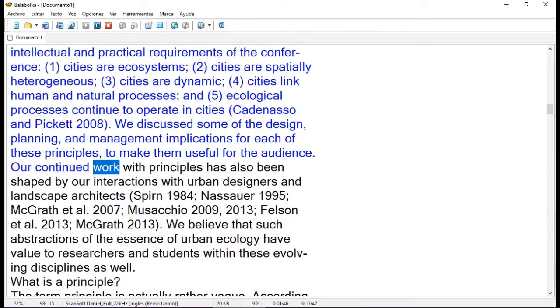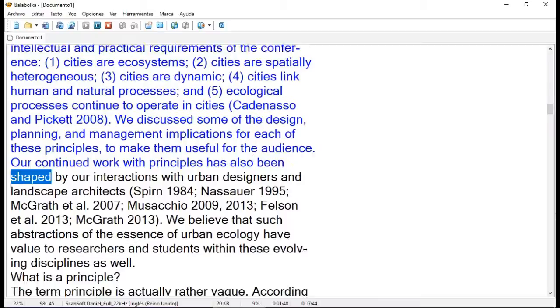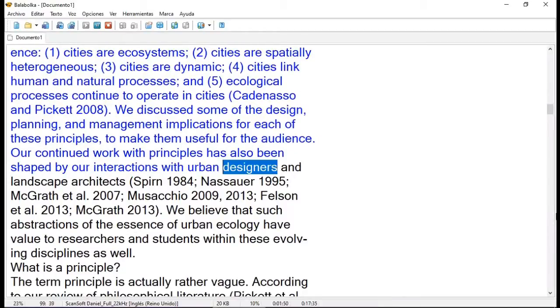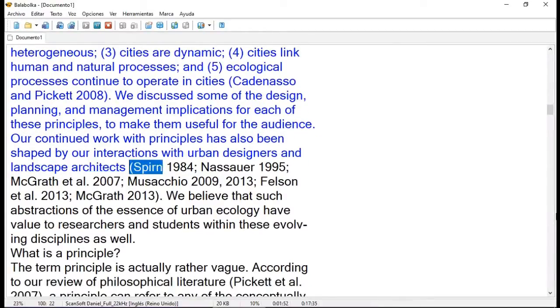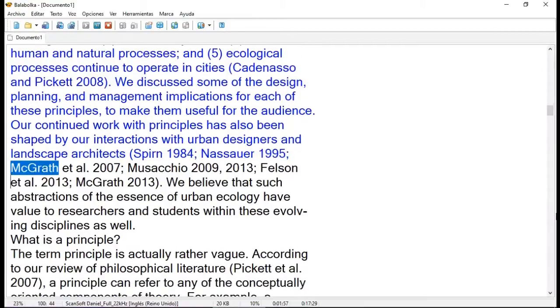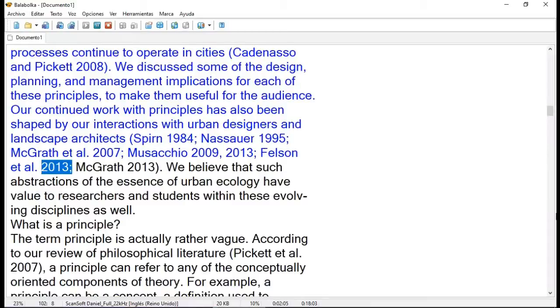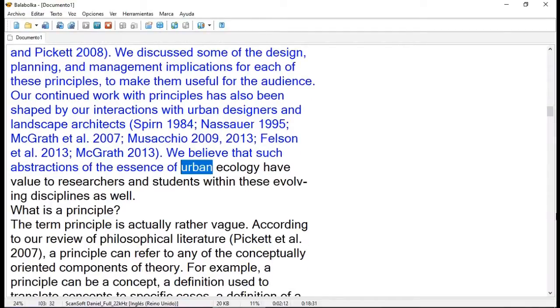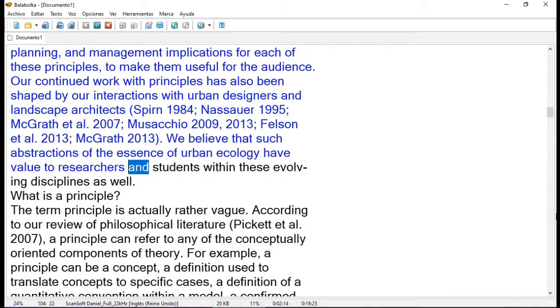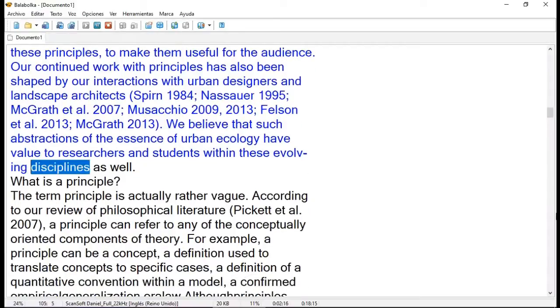Our continued work with principles has also been shaped by our interactions with urban designers and landscape architects. Spirn 1984, Nassauer 1995, McGrath and others 2007, Musacchio 2009, 2013, Felson and others 2013, McGrath 2013. We believe that such abstractions of the essence of urban ecology have value to researchers and students within these evolving disciplines as well.